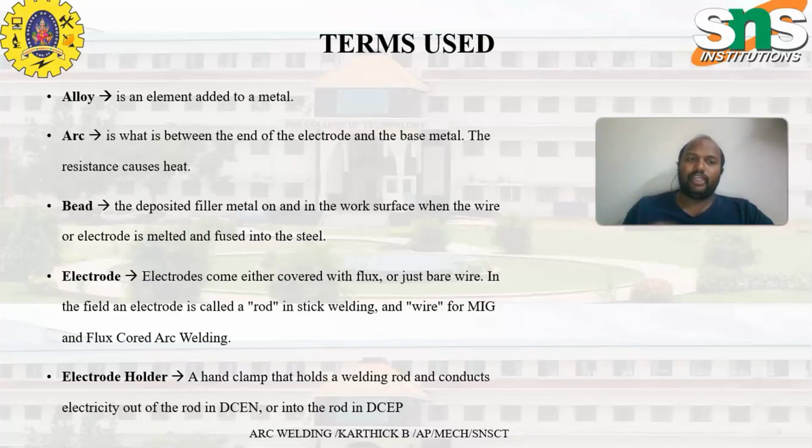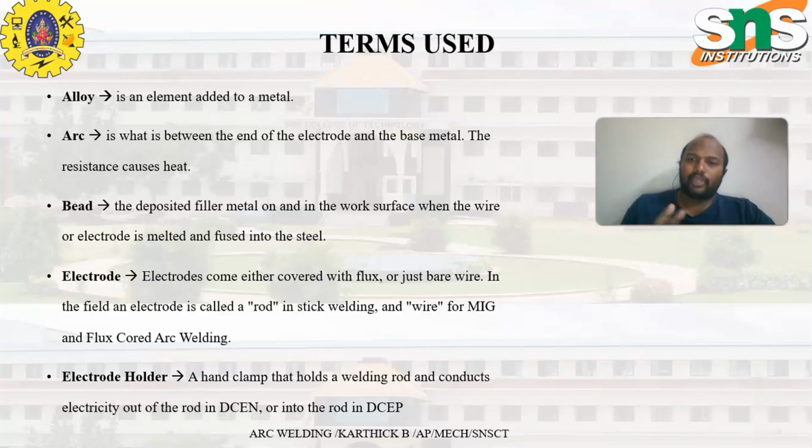Next, before going to the welding process, we are going to see some of the terms actually used in welding. The first one is alloy. Alloy is a mixing or combination, a solid solution of two major elements, or simply an element added to a metal.